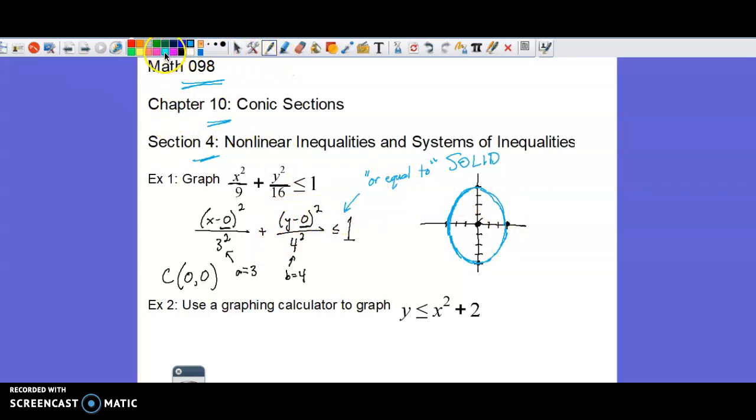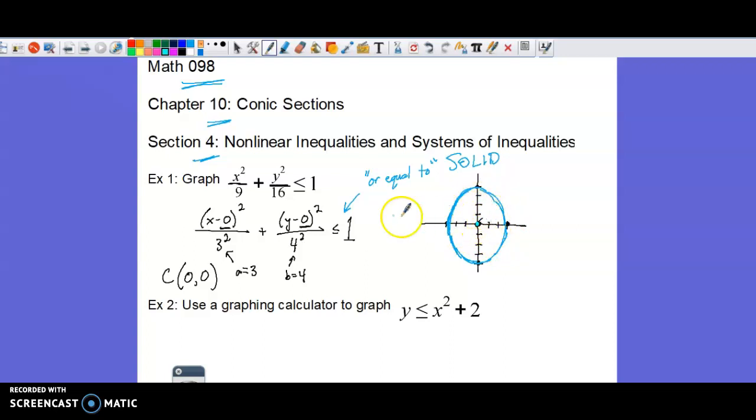And then the next thing that you need to recognize is, are we shading inside of this ellipse or are we shading on the outside? Now, instead of teaching you a shortcut, I think it's best if you just pick a random point, either inside or outside. The point either works or it doesn't work. So if the point works, shade inside of that region.